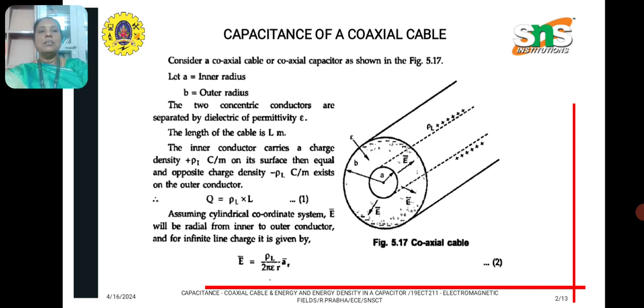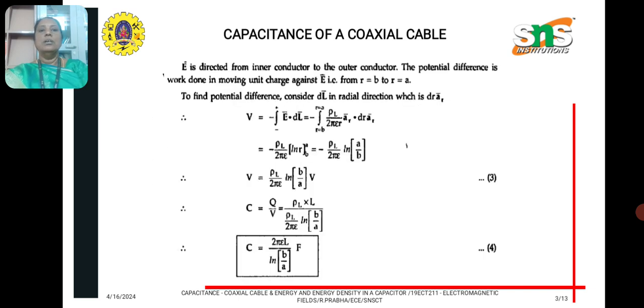Assuming a cylindrical coordinate system, the electric field is radial from the inner conductor to the outer conductor for an infinite line charge, and we know the formula for the electric field of a coaxial cable is E equals rho L by 2 pi epsilon r into a_r vector. Now we need to calculate the potential difference, which is the work done in moving a unit charge against the electric field, that is, moving the charge from r equals b to r equals a.